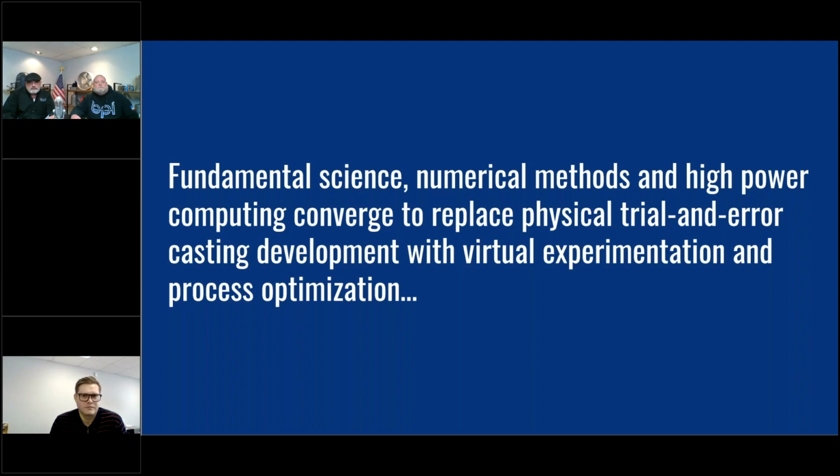And with the tools being in development now and in use, we don't need to go through physical trial and error and experimentation. It all can be done in a virtual field of experiments and process optimization.